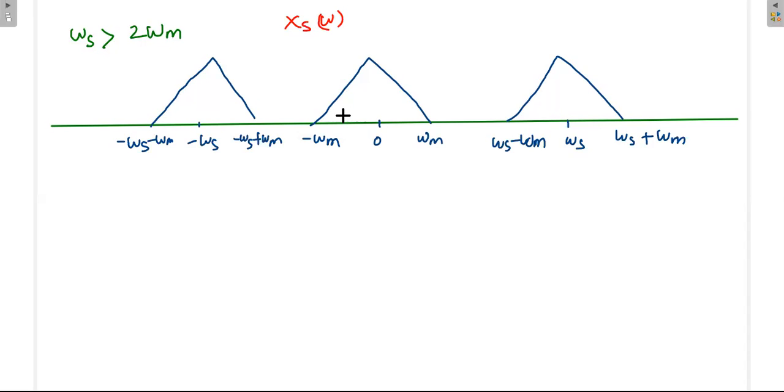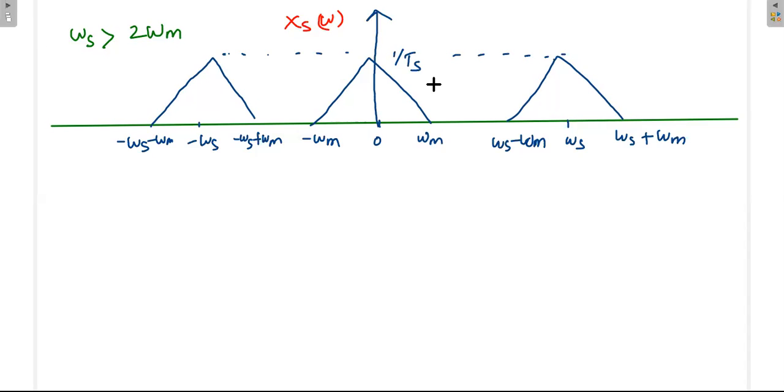Again, we know from this how to recover back X of omega. We know the shape of X of omega is simply one triangular function. We started with that. So from this train of rectangular pulses, we know the amplitude is the same for all of them, and we can put the central axis here. The amplitude for everything is 1 by Ts.